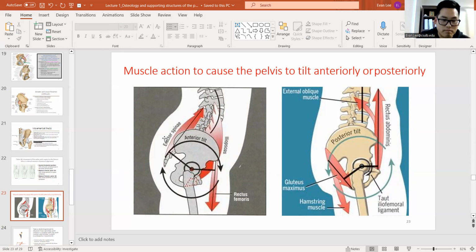Or you could pull the back upwards using the erector spinae to tilt it forward as well. And then the opposite, where you have your gluteus maximus or hamstring muscles pulling the back downward, tilts it upwards or back, and then having the rectus abdominis pull the front upwards will do the same thing. So tilt, similar to the scapula.